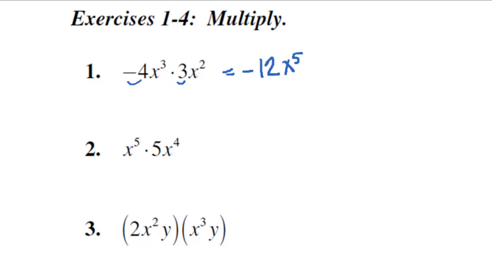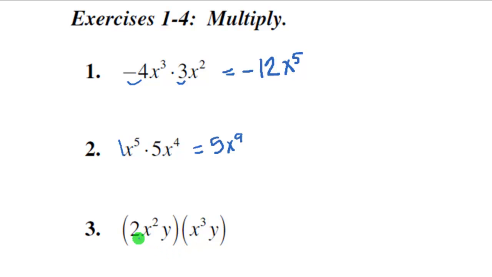Let's look at the next one. We have x to the fifth times 5x to the fourth. So we have an understood coefficient of 1 here, and 1 times 5 is going to be 5. And then again, using our product rule, x to the fifth times x to the fourth is x to the ninth.